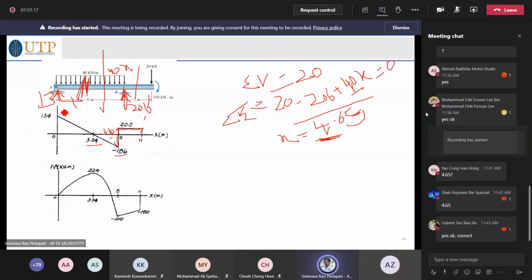This is varying. Suppose you want to know the other end also, you can check the section from the left and check it. So this is the shear force diagram.